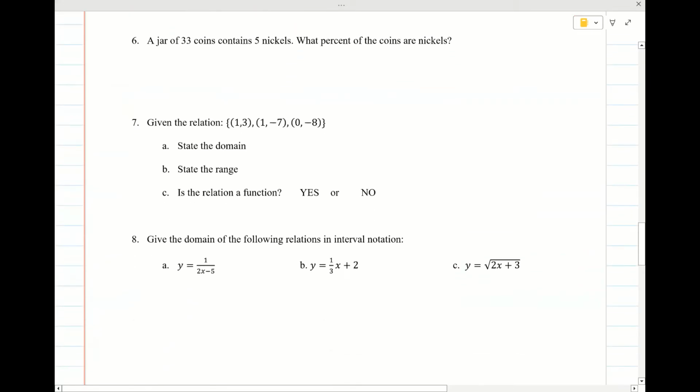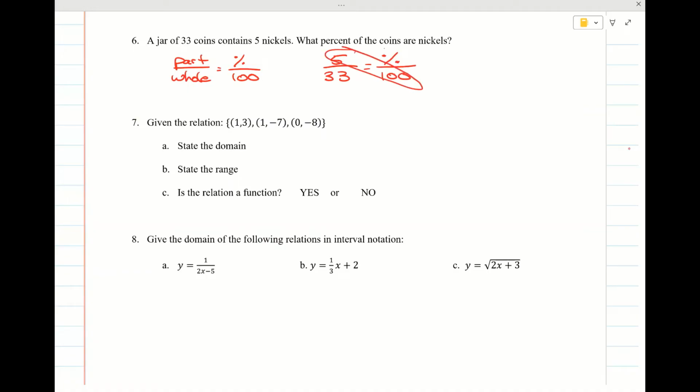For problem number 6, the jar contains 33 coins and 5 of them are nickels. What percent of the coins are nickels? Well, this sounds like a percent or a proportion problem. So when we have percents and proportions, what we could do is do part over whole is equal to percent over 100. And the part that we want are 5 nickels out of 33. And we want to figure out what percent would that be over 100.